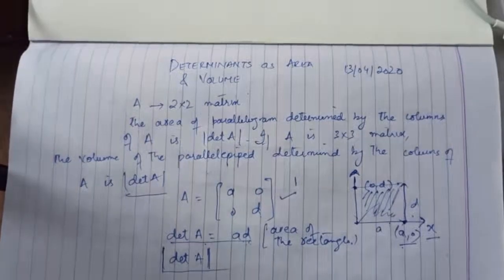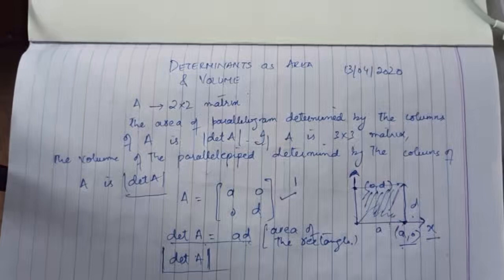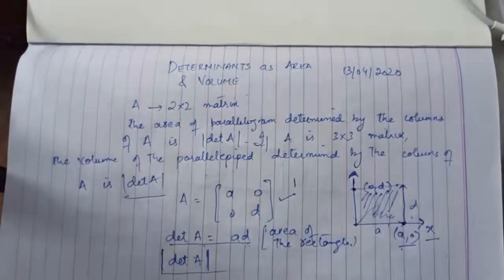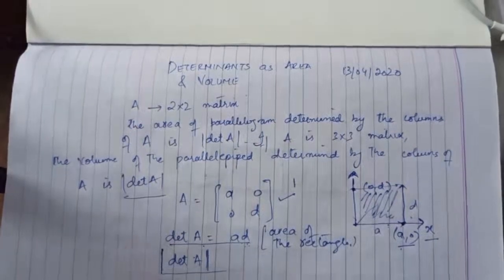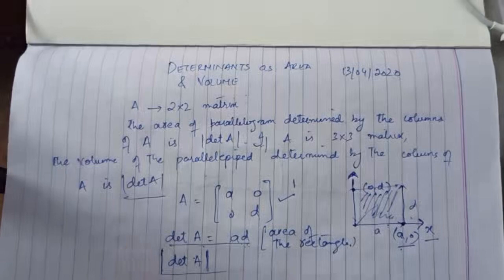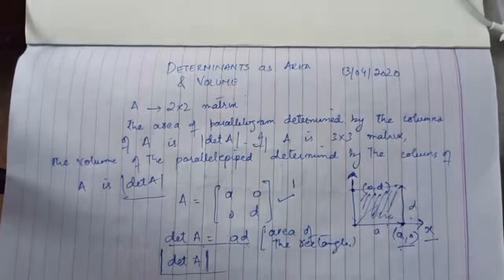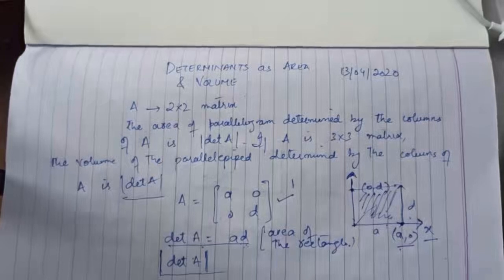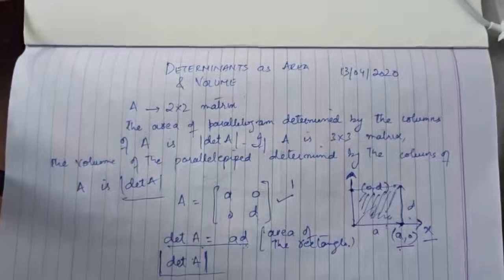We have already seen the utility of determinants in finding the inverse of matrices and subsequently the solution of a system of linear equations. Today we'll see determinants as nothing but representing the area and the volume spanned by the matrices.